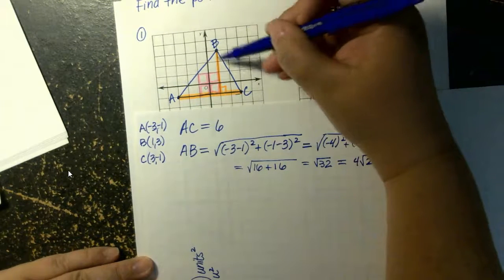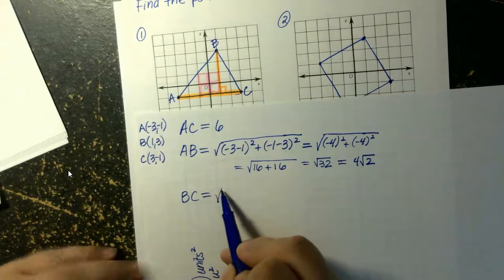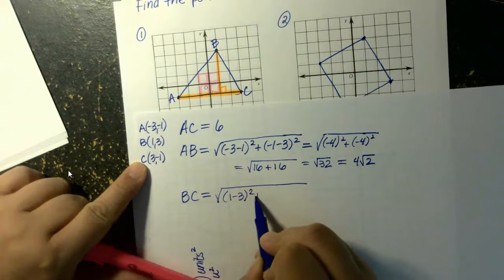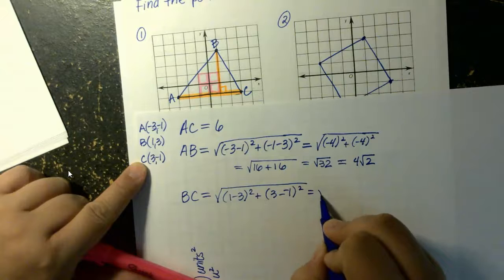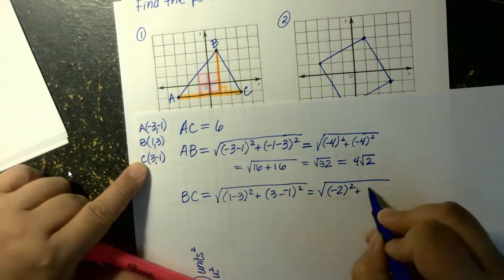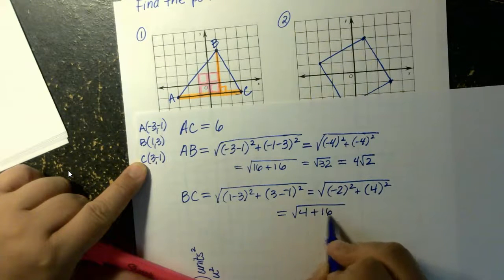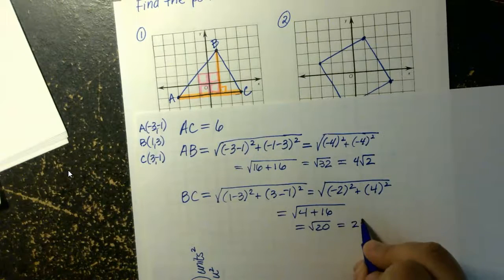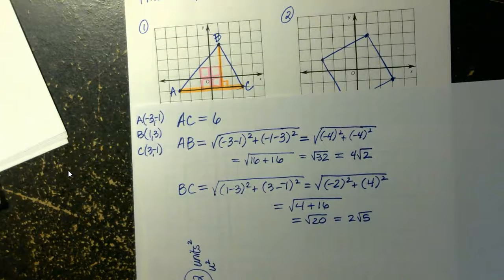Okay, next we have segment BC. BC is the difference between the x's, so 1 minus 3 squared, plus the difference between the y's, 3 minus a -1 squared. So 1 minus 3 squared is -2 squared, 3 minus a -1 is +4 squared, and I get 4 plus 16, which is square root of 20, which simplifies as 2√5. So now I know the lengths of all 3 sides of this triangle.